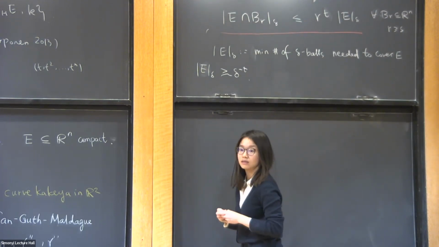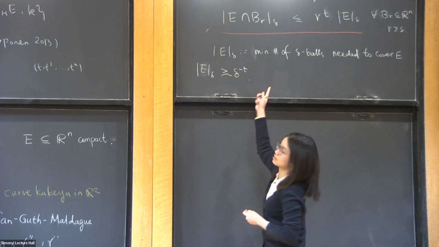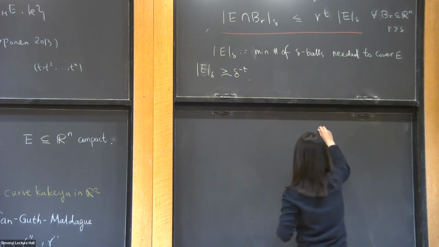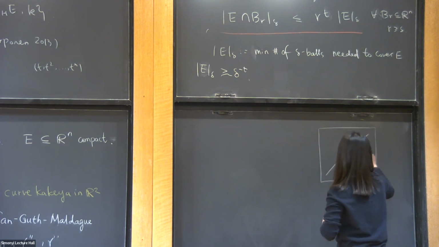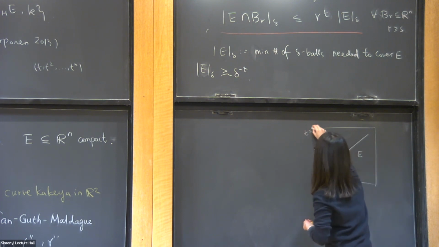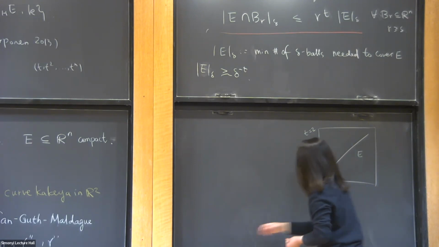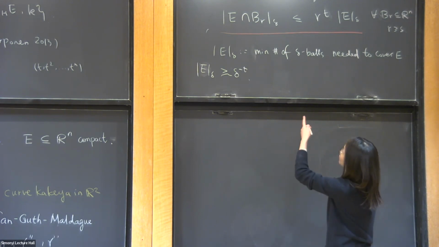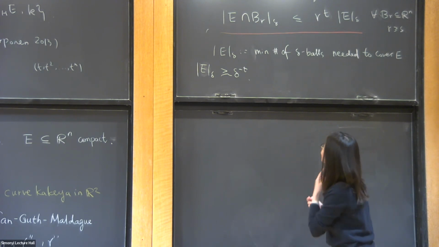Another quick question. Can you give an example of a set that wouldn't have this property? You mean wouldn't have this property for any t, or maybe for a fixed t? Okay, sure. If your set E is a line, and you take t equals 2, then E is not a delta 2 set. That's a good question. So I think this should be used as a definition for a set of dimension at least t at scale delta, not exactly t. Okay.